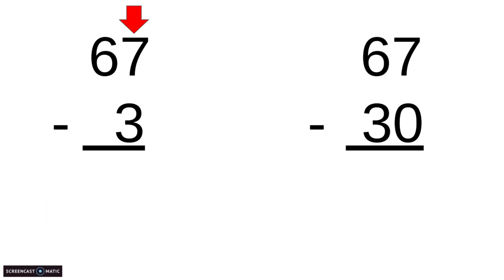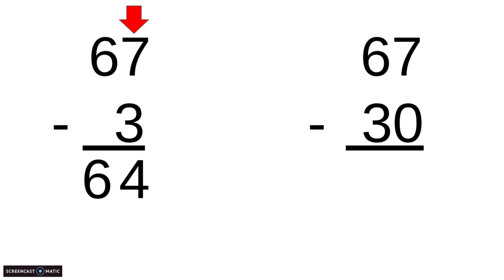So here I'm going to do 7 minus 3. That's 4. Next, I have 6 minus blank, or 6 minus 0. This empty spot is a 0, so 6 minus 0 equals 6. So 67 minus 3, or 67 with 3 jumps back with ones, is 64.